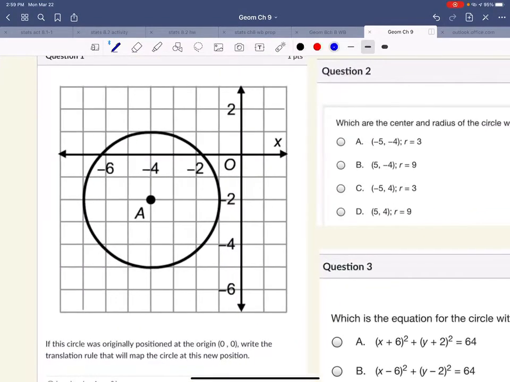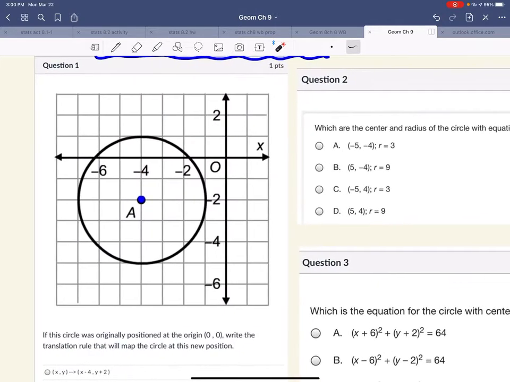Our first question shows us a picture, and there's already some stuff we know. If we go back 1, 2, 3, 4, and down 2, we'll find our center. So our center is at -4, -2. Let's see if we can measure our radius as well. It looks like over 3 boxes, over 3 boxes, up 3 boxes, down 3 boxes. Definitely it appears to have a radius of 3.